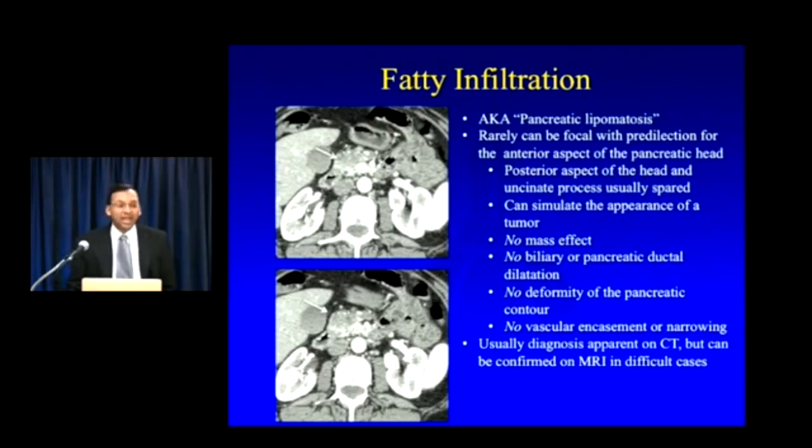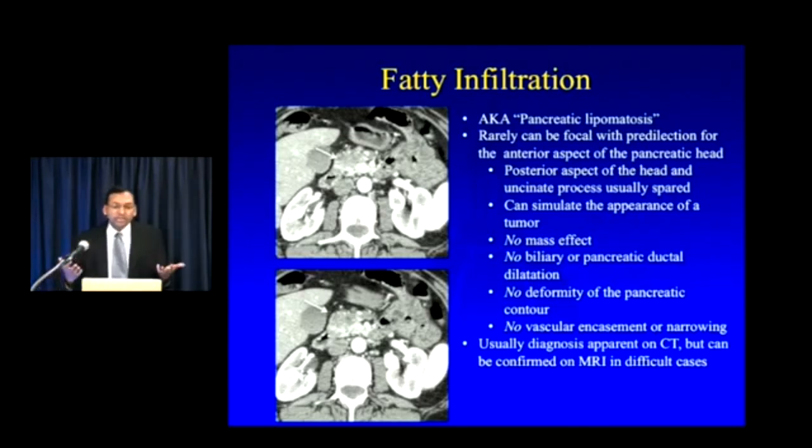It's going to involve the anterior aspect of the pancreatic head, and there's going to be a straight line demarcating that hypodense part of the pancreas from the more normal appearing pancreatic parenchyma posteriorly. On top of that, it's not going to act like a tumor. You're not going to see mass effect, there's no dilated ducts, there's no deformity of the pancreatic contour, it's not going to do anything to the surrounding vessels.